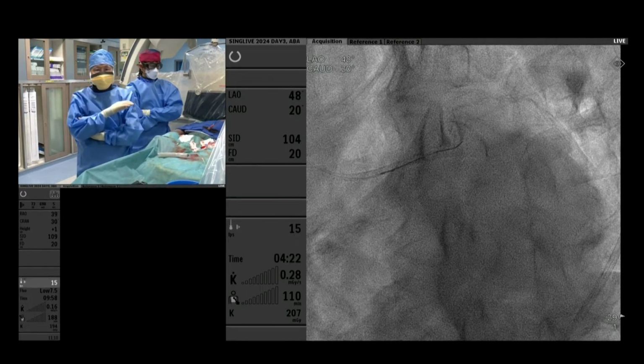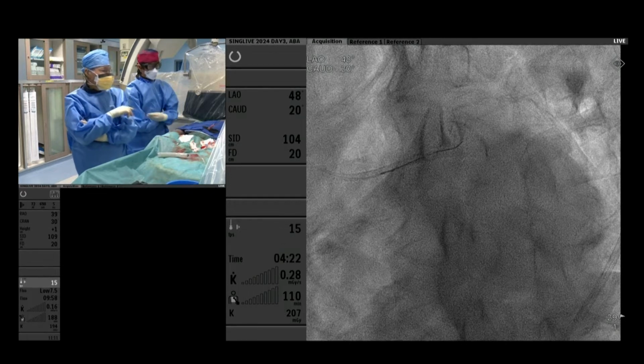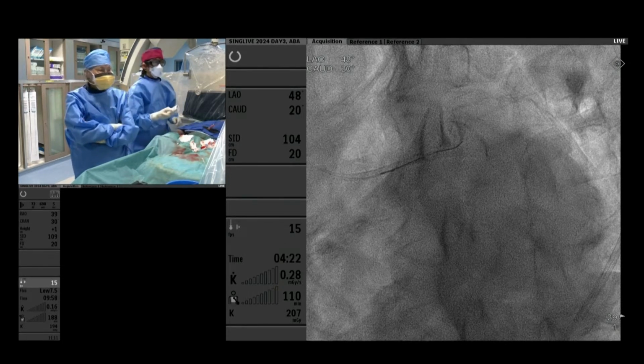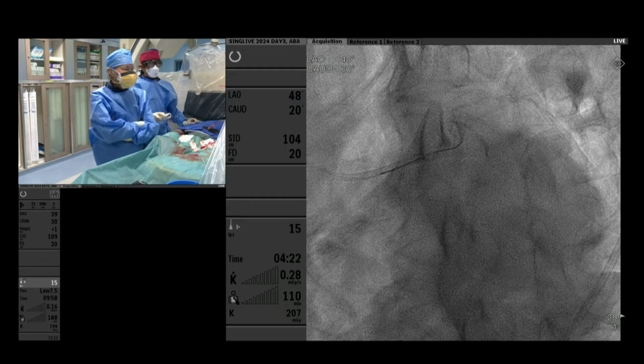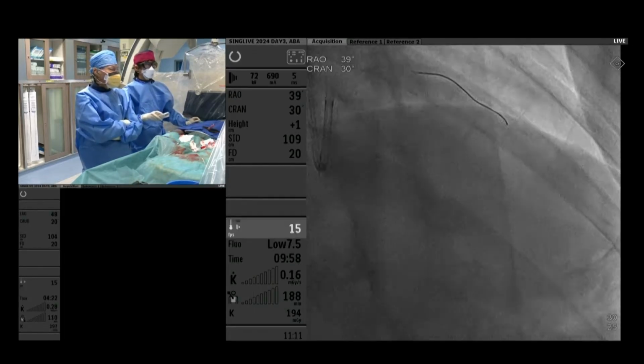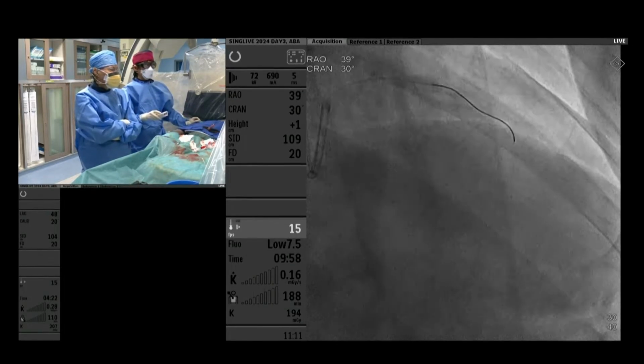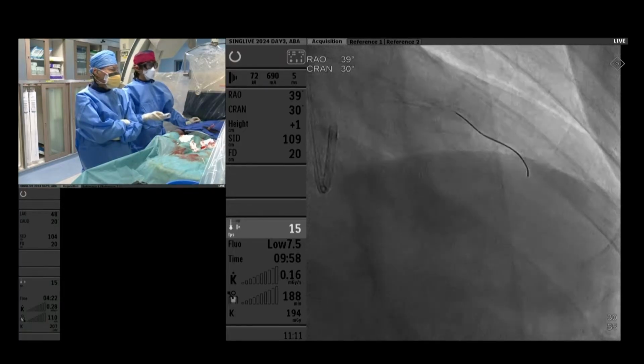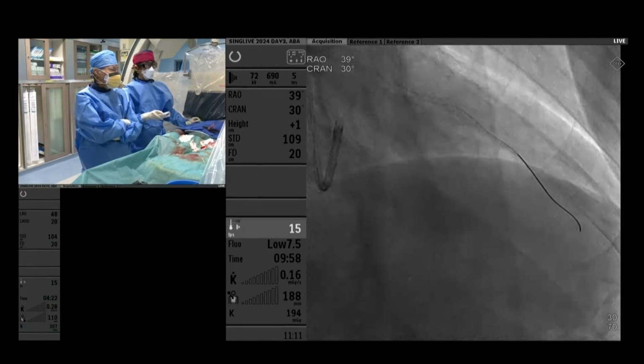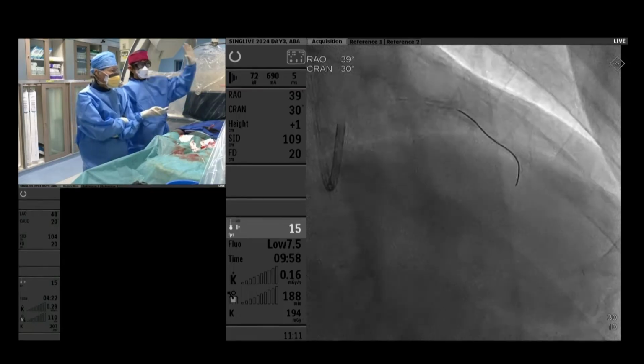So because of interest of time, maybe I ask Jonathan to go ahead to tell us what he has done so far. So we have actually wired the LAD first. So our decision was actually to protect the LAD, the circumflex, as well as one of the bigger diagonals. So this is some of the wiring done with NGO roadmap on the top of our screens.